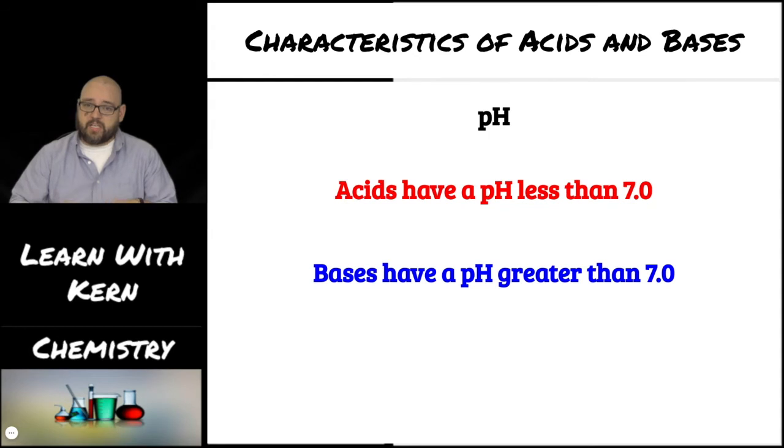If we're testing the pH and it comes out neutral, that doesn't necessarily mean it's water. Water is neutral, but water is not the only neutral substance. There are a lot of neutral substances when it comes to acidity. So less than 7 is acidic, greater than 7 is basic.